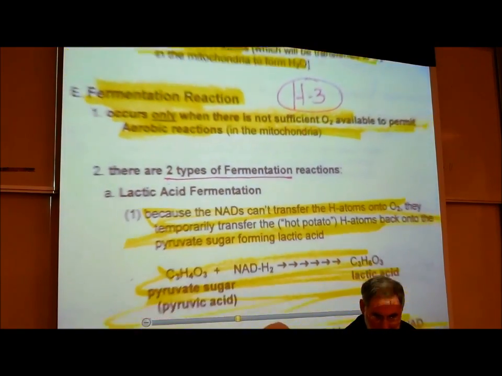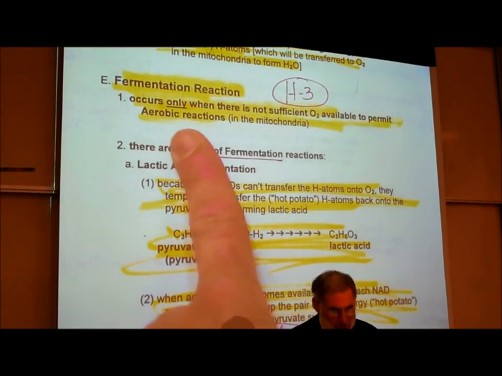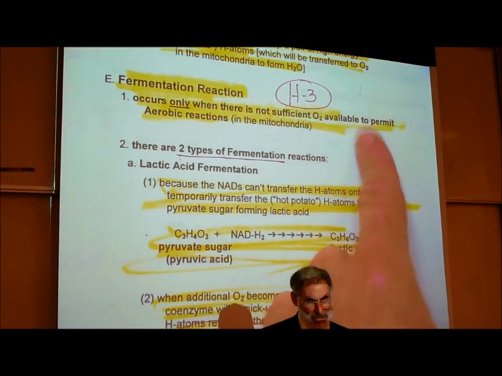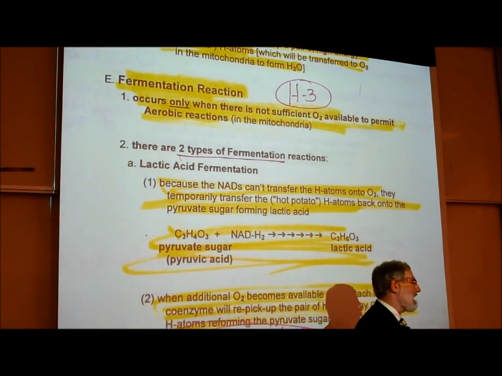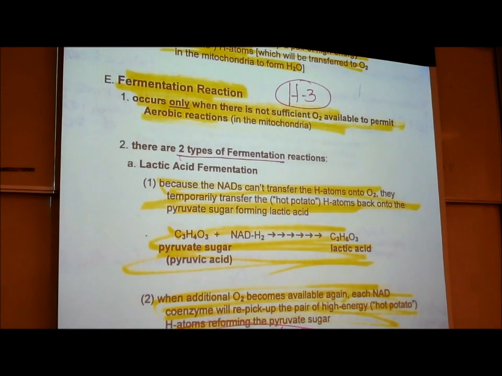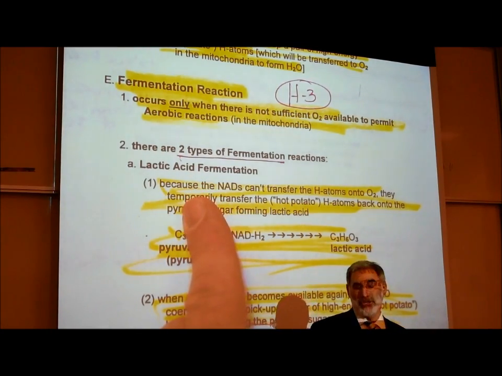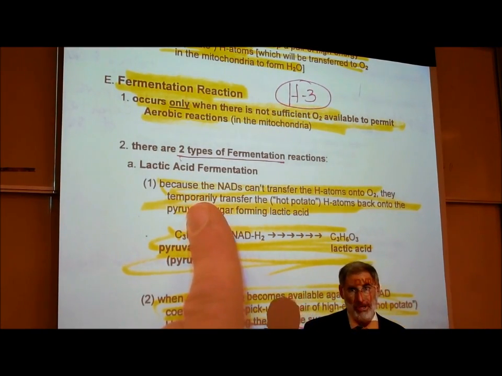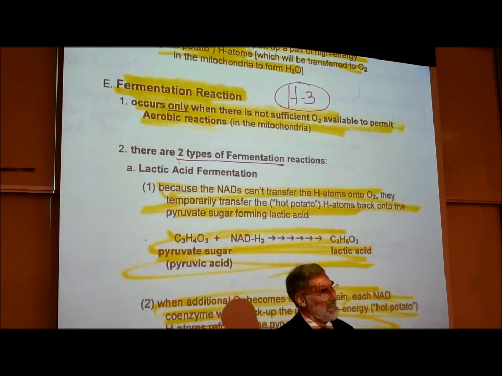H3. So on page H3, what is fermentation? We wrote that it occurs only when there is not sufficient oxygen available to permit the aerobic reactions in the mitochondria. There's actually 2 types of fermentation. In one type, the pyruvate sugar is turned into lactic acid, exactly as I was showing you. In the second type, the pyruvate sugar is actually turned into ethyl alcohol and carbon dioxide.